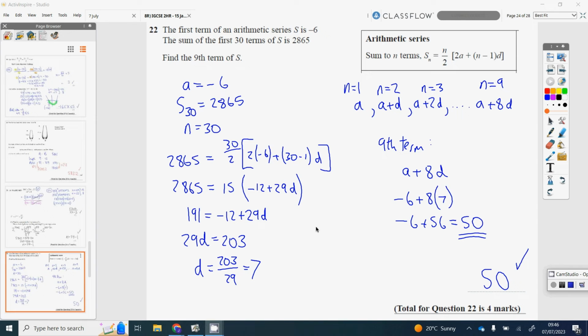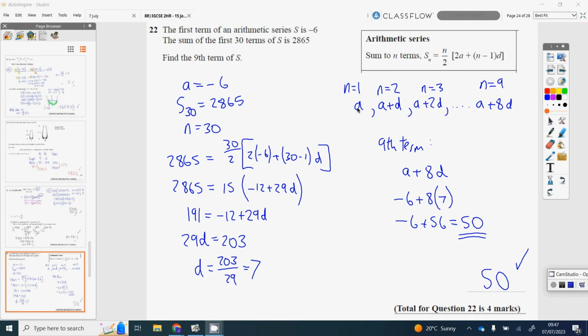So now that I know a and d, I can go and work out any particular term I want. For a specific term, remember the formula for specific terms; this formula is summing terms. It would give you the sum of the first 9 terms, for example, but we don't want to add the first 9 terms, we just want the specific 9th term. So just remind yourself how an arithmetic series works. The first term is a, then we add on the common difference, so our second term would be a plus d, then a plus 2d, and so on.